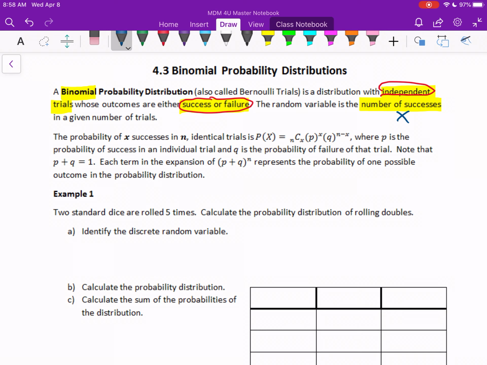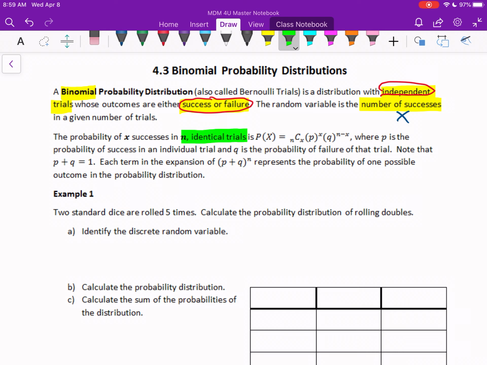So the probability of X successes in N identical trials is given as P of X, probability of X, equals N choose X. So we're using combinations in this one. What we learned in the last unit about combinations is going to come back. So N is the number of trials.